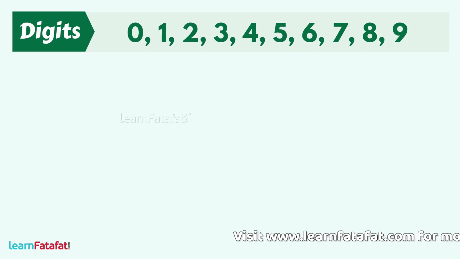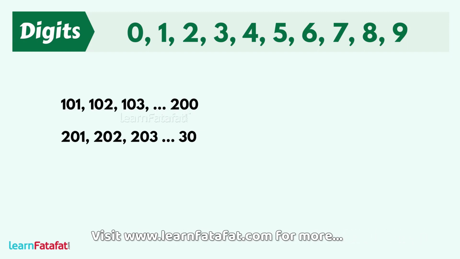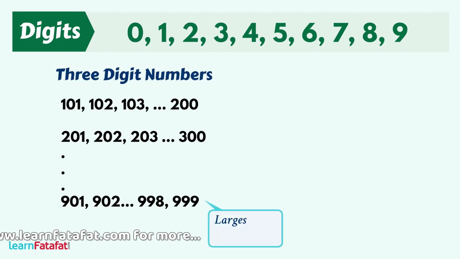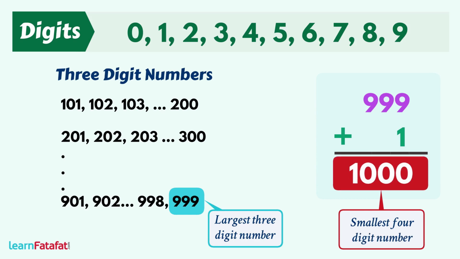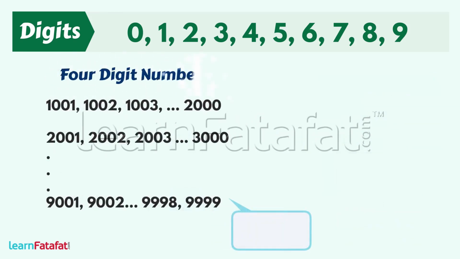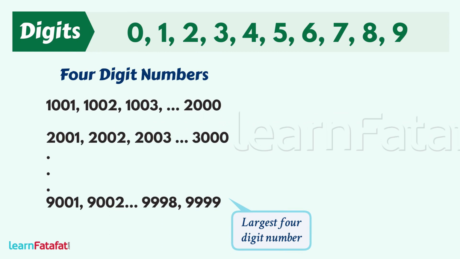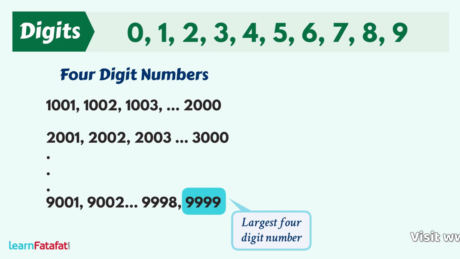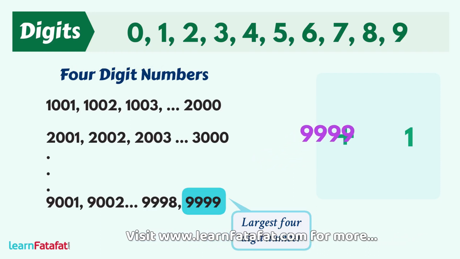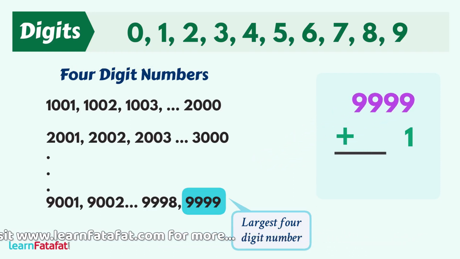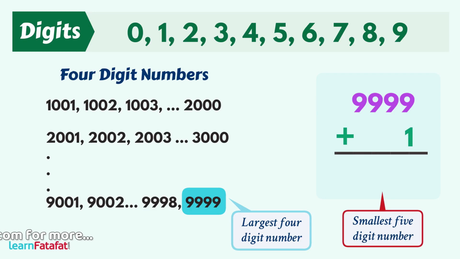In the same way, we can go on forming various other three digit numbers. The largest three digit number is 999. Adding 1 to the largest three digit number 999 gives the smallest four digit number, 1000. In the same way, we have the largest four digit number 9999. If we add 1 to the largest four digit number 9999, then it gives the smallest five digit number, 10,000.